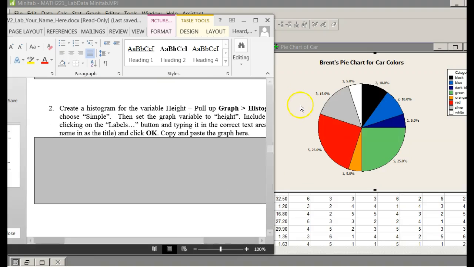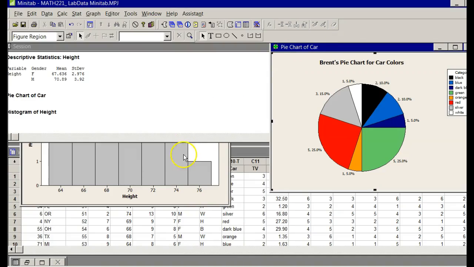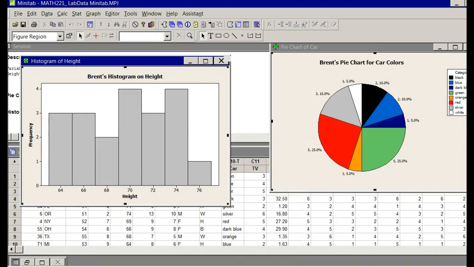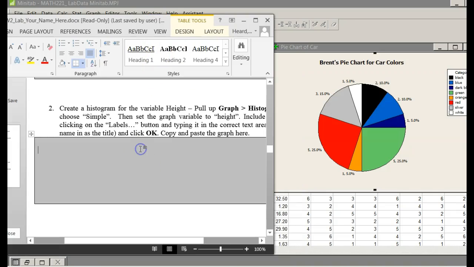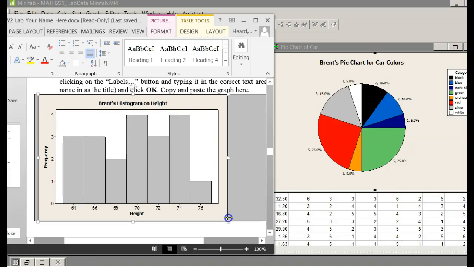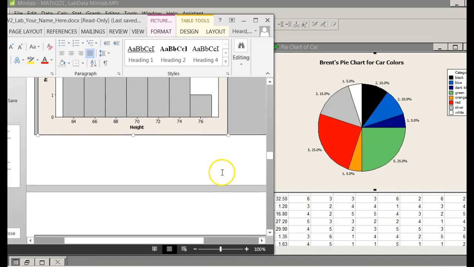Number two was the histogram. Let's see if I can get that histogram. Let's say right click, copy graph. Put that one in here. Paste. Yeah, maybe make it a little bit bigger. Take and stretch it. Beautiful.